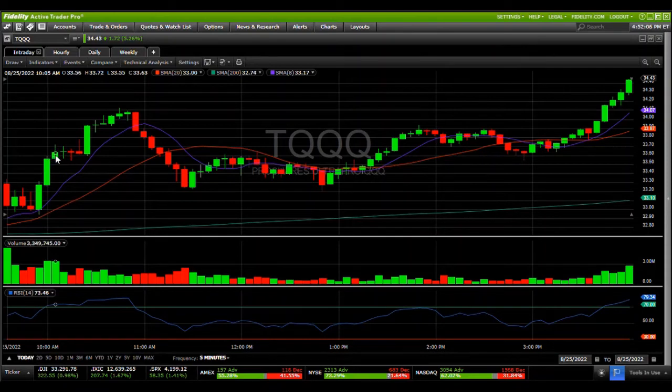Then we look for our first red bar. It's right here. We picked that low as our new stop, which was 33.54, but we're going to give it 3 cents down to 33.51. So that's our new stop. We're already doing well.